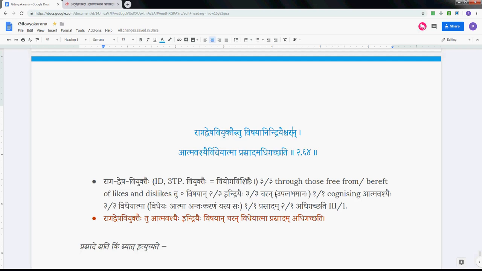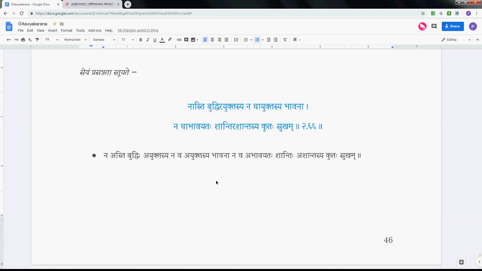indriyaihi is karanarthe tritiya, charan, one who is cognizing or perceiving these vishayas now, through which indriyas, earlier which were raga dvesha yukta. Now, due to sadhanas, they are raga dvesha viyukta, opposite to that, and they are free from raga dvesha now, and through those indriyas which are under control, atmavashyaihi, the person, vidheya atma, who is now charan, seeing, is still seeing the vishayas, but the indriyas are under the control of atma, therefore in the vishayas he does not have any raga or dvesha towards them, and thereby prasadam adhigacchati, and prasadam we had seen as prasannata. So I just wanted to re-clarify this and correct the mistake I had made.